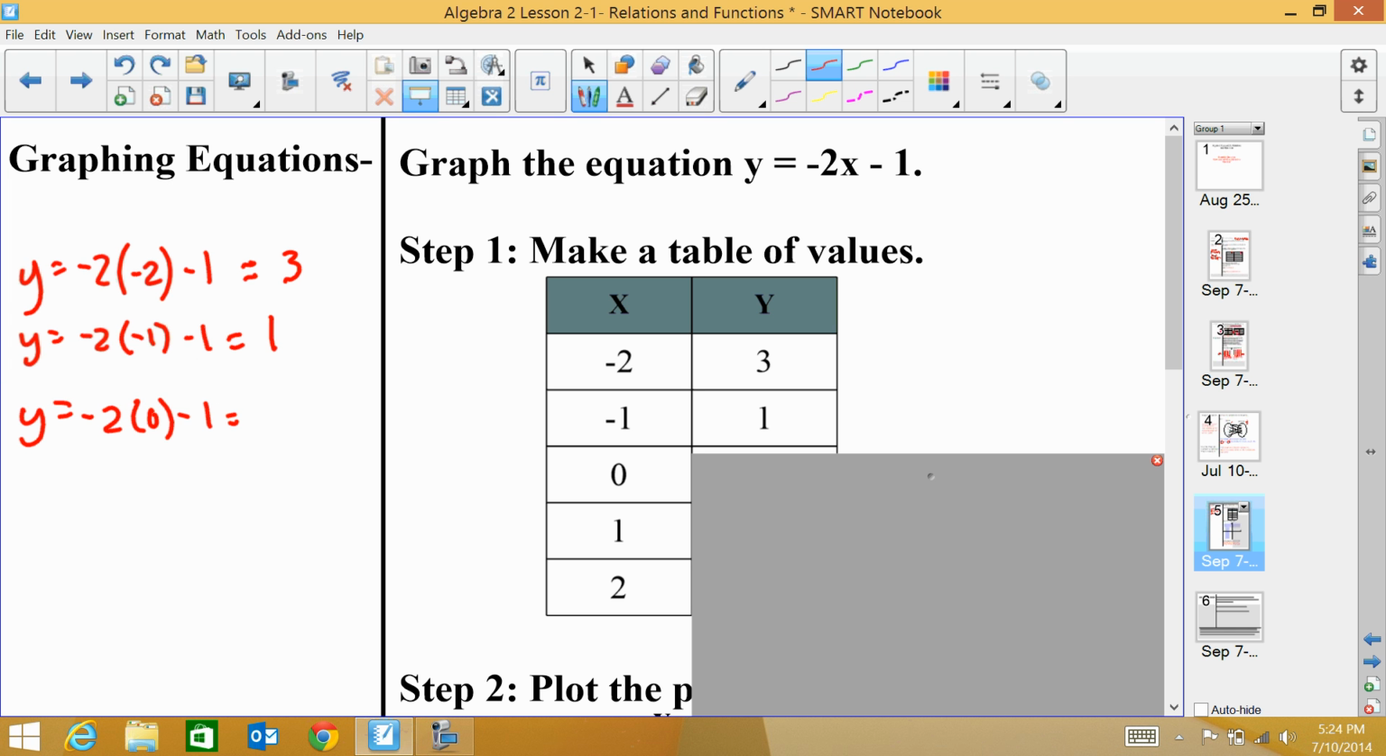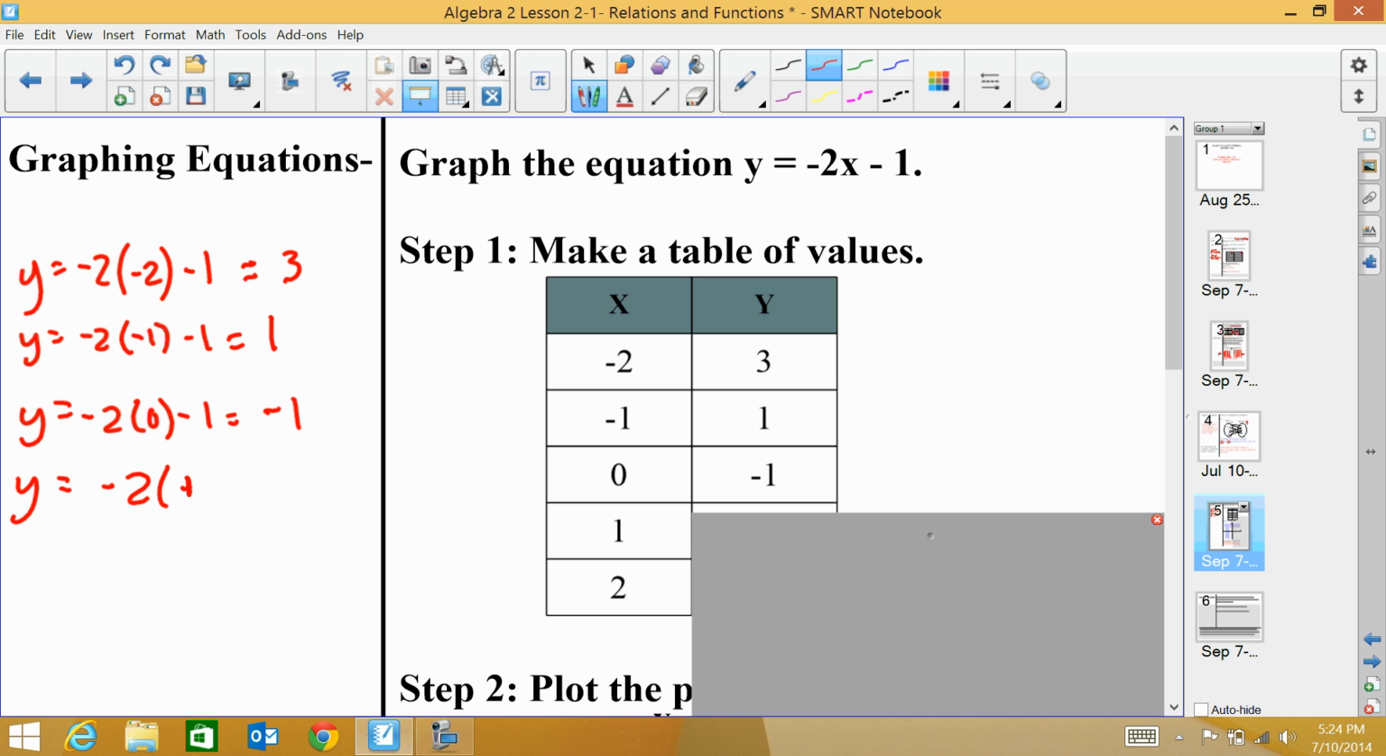So -2 times 0 is 0, minus 1 is -1. You should kind of notice a pattern in your numbers. Seems like they're going down by 2. So -2 times 1 minus 1. So we get negative 2 minus 1, which would be negative 3. Looky there, it's going down by 2's.